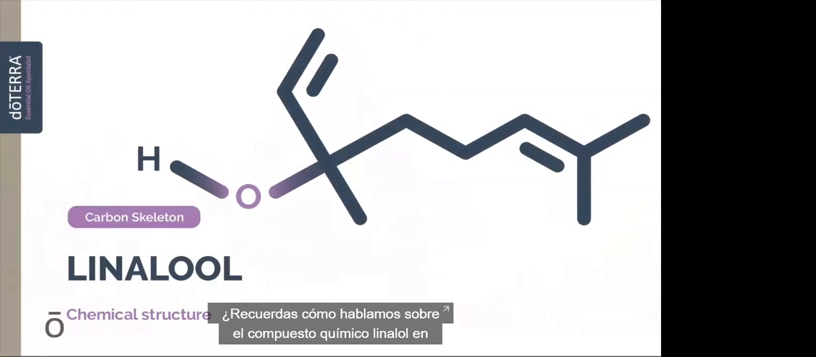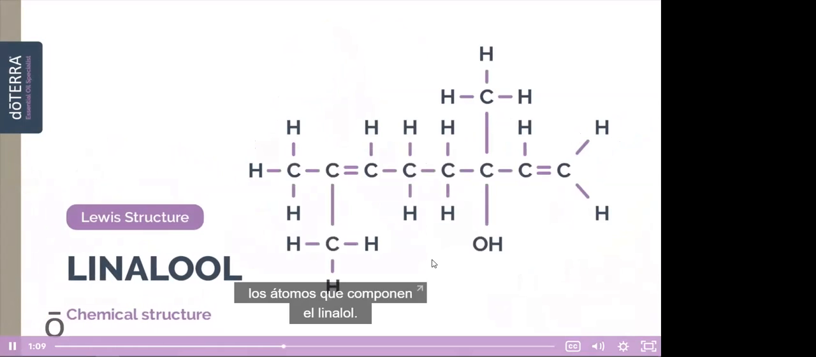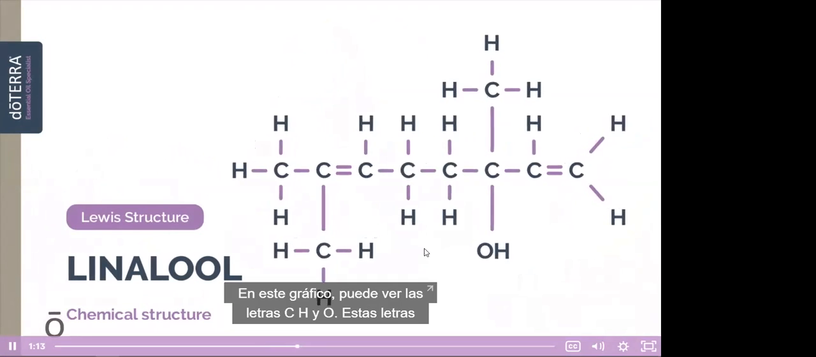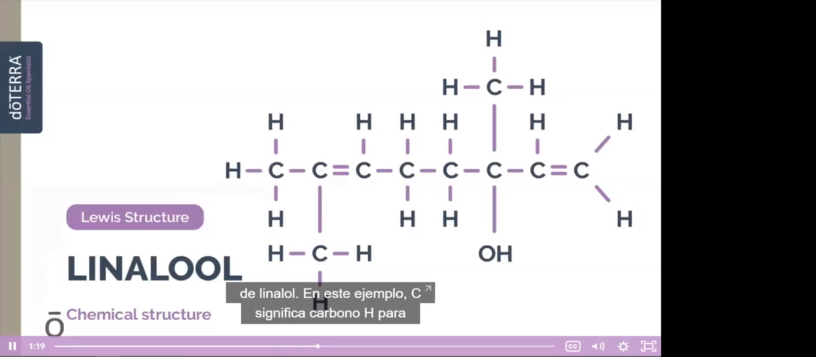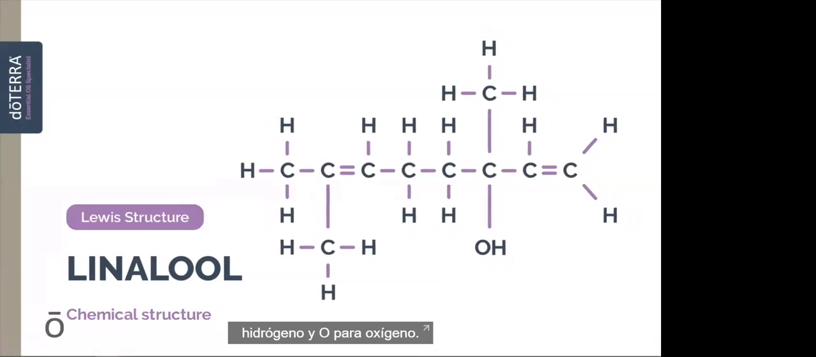Remember how we talked about the chemical compound linalool in lavender essential oil? Here's a basic diagram of the atoms that make up linalool. In this graphic, you can see the letters C, H, and O. These letters represent the different atoms in a linalool molecule. In this example, C stands for carbon, H for hydrogen, and O for oxygen.